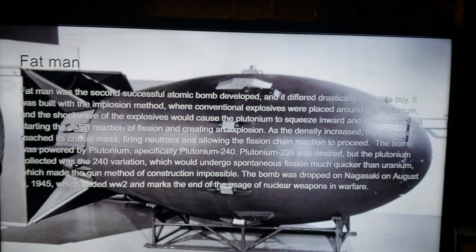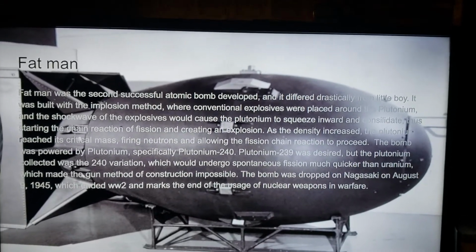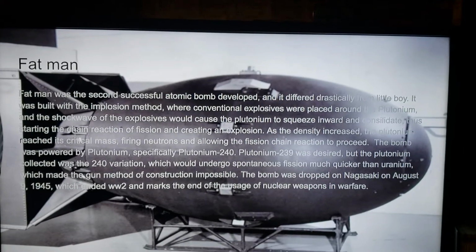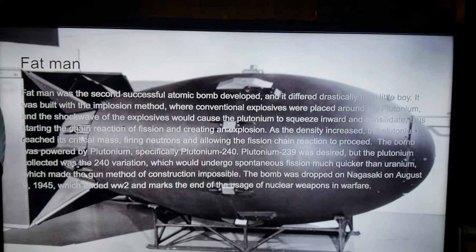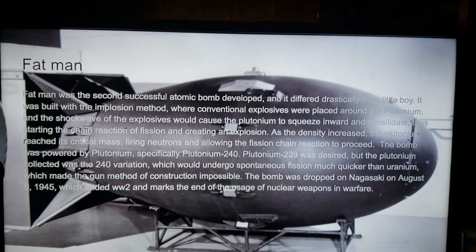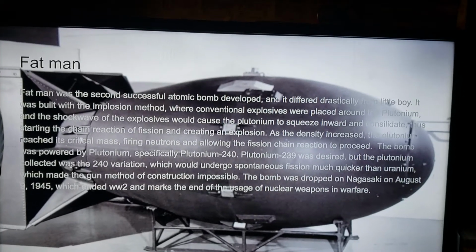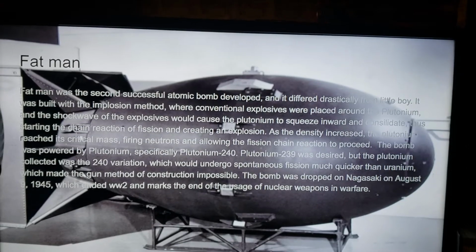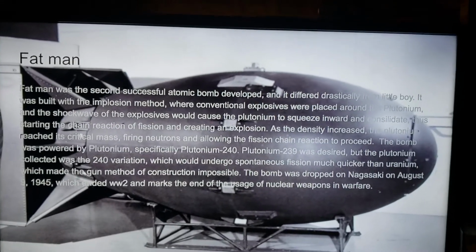The reason they used the implosion method instead of the gun method was that plutonium-240 would undergo fission much quicker than uranium-235, so they couldn't use the gun method because it would explode before the two masses impacted. They dropped it on Nagasaki on August 9th, 1945, which ended World War II, and this is the last nuclear weapon that was ever used in warfare, because we realized that these are kind of dangerous.